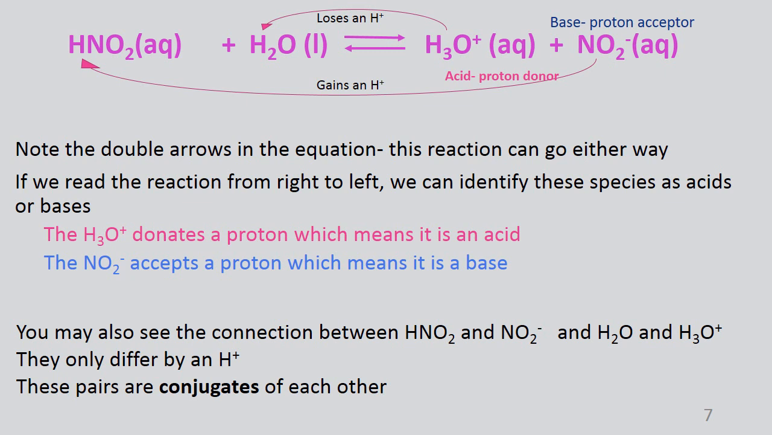All right, so you might now be able to see the connection between HNO2 and NO2 negative. They only differ by an H plus. H2O and H3O plus only differ by an H plus. So if you talk about these as pairs, we call them conjugates. They are conjugate pairs or conjugates of each other. So HNO2 is an acid and NO2 negative is the conjugate base. H2O is the base and H3O plus is the conjugate acid. They're conjugates of each other, and they're always linked. They only differ by an H plus.